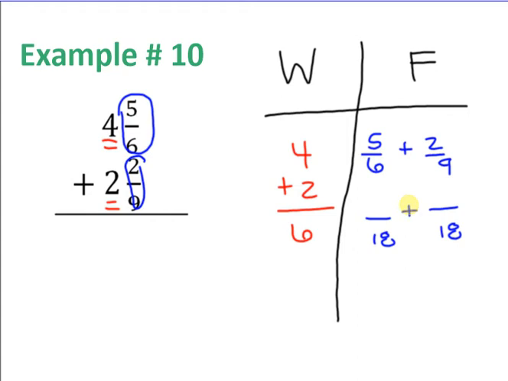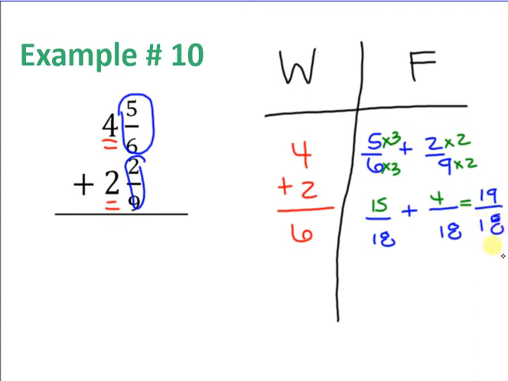Okay. So now, how many times does 6 go into 18? 3. 5 times 3 is 15. How many times does 9 go into 18? 2. 2 times 2 is 4. Okay? So 15 plus 4 is 19, and I scoot that 18 right over.